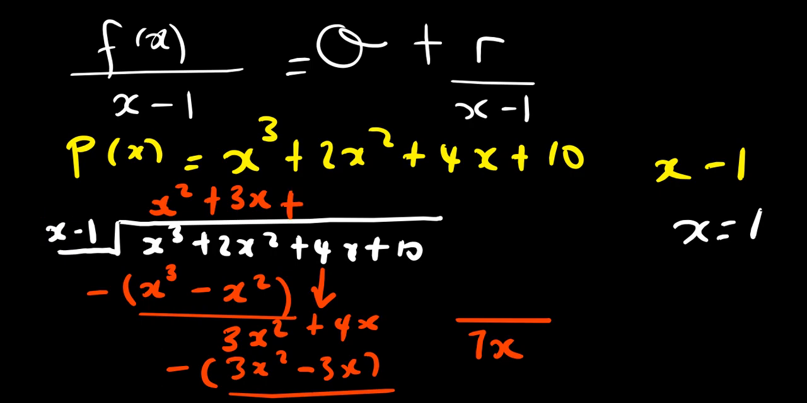Okay, I'm going to get a 7 multiplied by this expression again. When I do that, I'm going to have 7x minus 7. So then what happens? I'm going to drop the 10. Okay, when I drop the 10, it's positive 10.